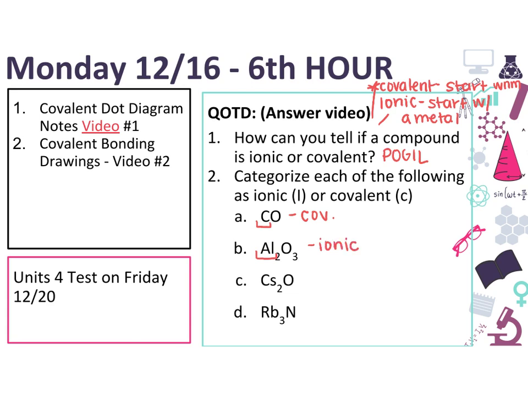Okay, cesium, all the way over to the left. That's an easy one. It's a metal, so it will be ionic. And then rubidium as well is in group 1. So that is also a metal. So that one will be ionic.